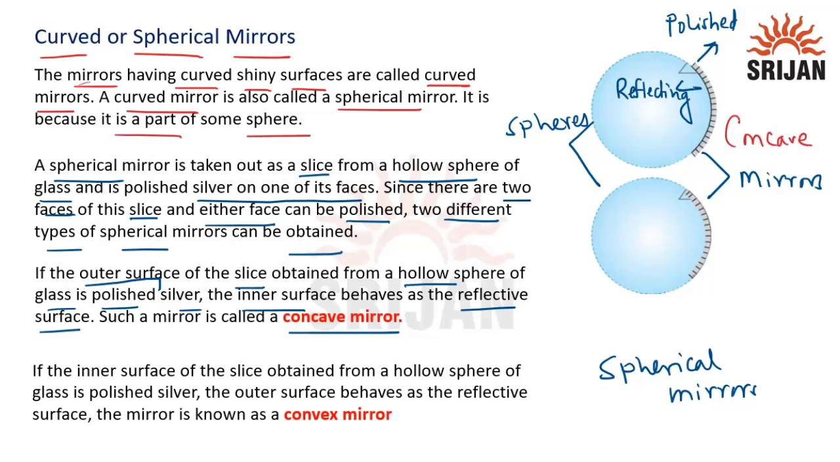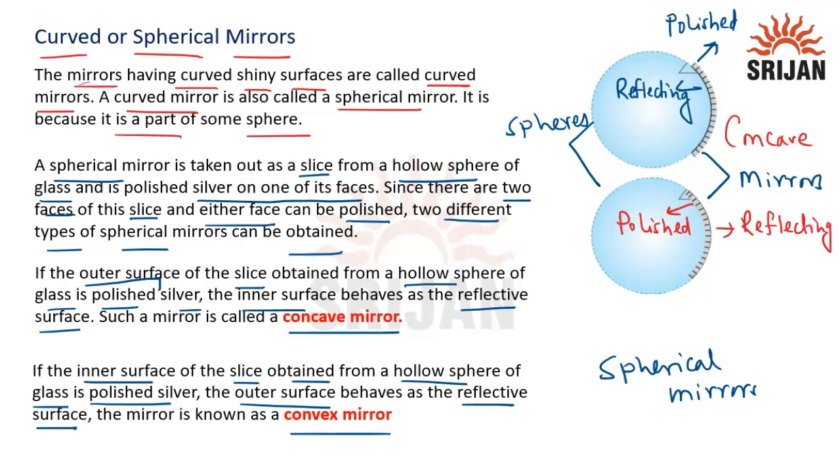On the other hand, we can see that the inner surface of the slice obtained from a hollow sphere of glass is polished over. The outer surface behaves as a reflective surface. This mirror is known as a convex mirror. So in the diagram, we can see that the inner surface is polished and the outer surface is the reflecting one. So we can say that this mirror is a convex mirror.